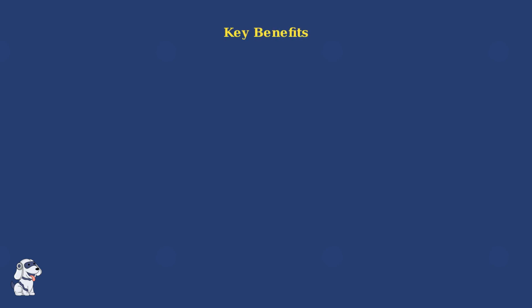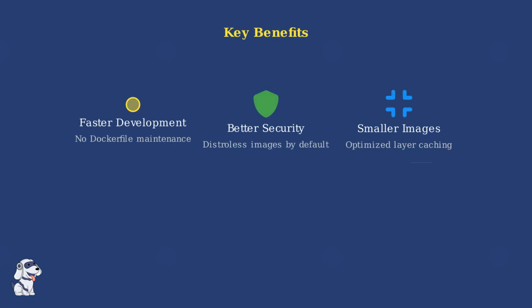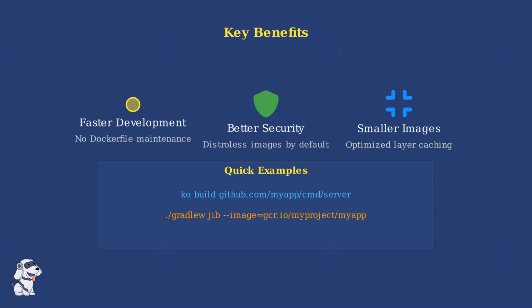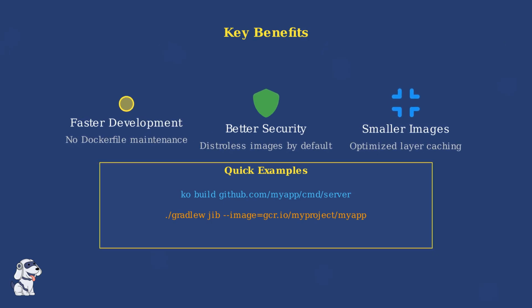The key benefits are clear: faster development without Dockerfile maintenance, better security with distroless images by default, and smaller optimized images. These simple commands replace complex multi-stage builds. These tools represent the evolution of containerization, from manual configuration to automated, opinionated workflows that follow best practices by default, making containerization accessible to all developers.